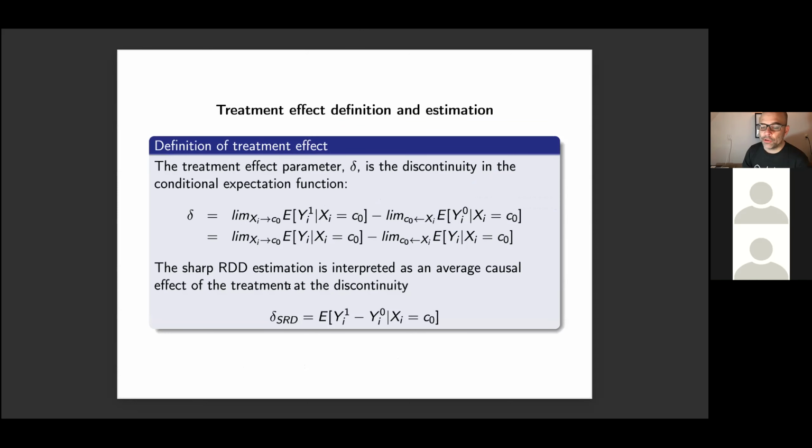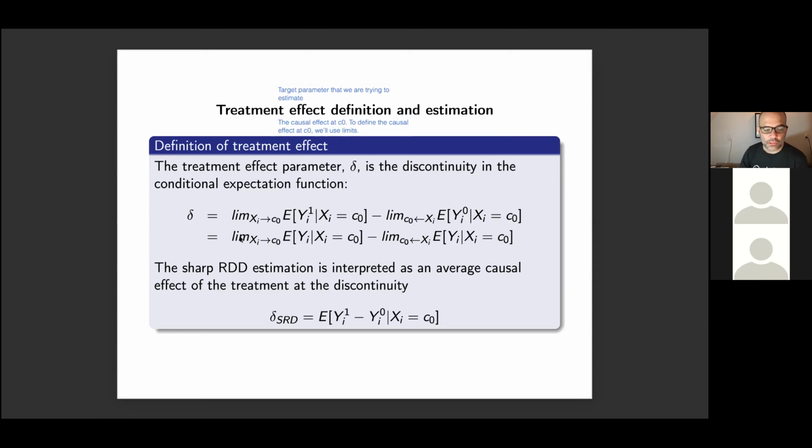And what we're going to do now is define our treatment effect, and then get into the identifying assumptions that are needed to estimate that target parameter. So this is going to be our target parameter that we are trying to estimate. Okay, so it's going to be the causal effect at C0. To define the causal effect at C0, we'll use limits.